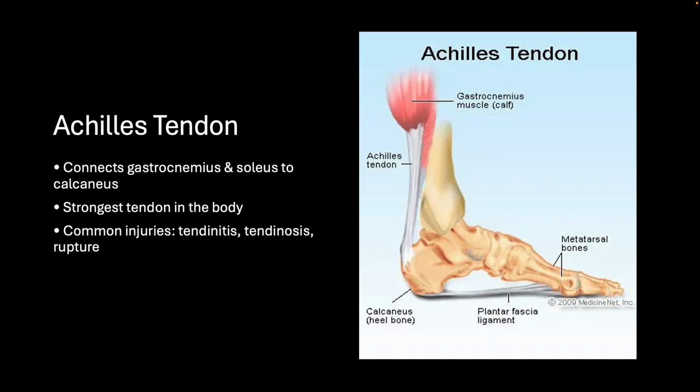I'm shocked that it's stronger than the IT band. But if you think about it, we're using our feet for everything mobile. Walking, running, stabilizing, right? Common injuries to the Achilles would be tendinitis, tendinosis, a rupture, so a complete tear. All of that can happen to the Achilles.